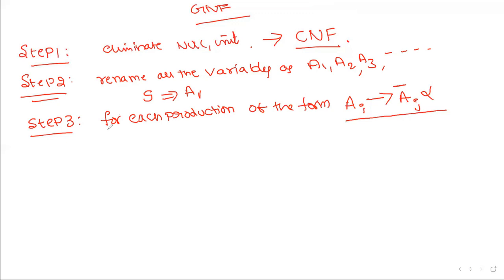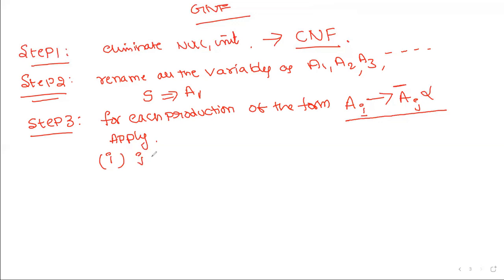Once you consider the production, you have to apply some rules. What are the rules? This is i, because all are named A1, A2, A3 and so on, and this one is j. So we have 3 variations: i is equal to j, or i greater than j, or i less than j.